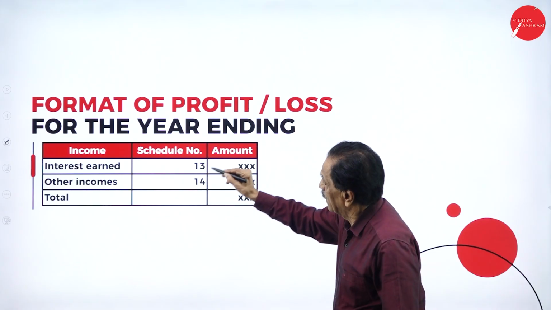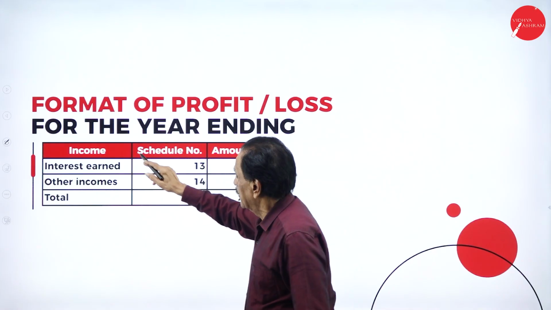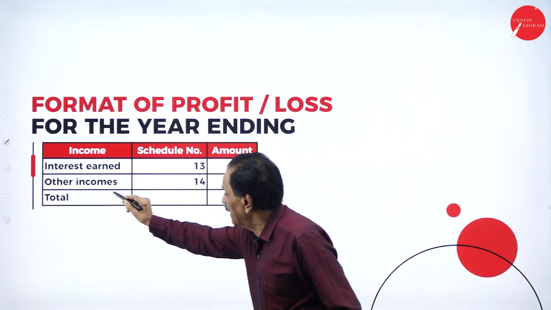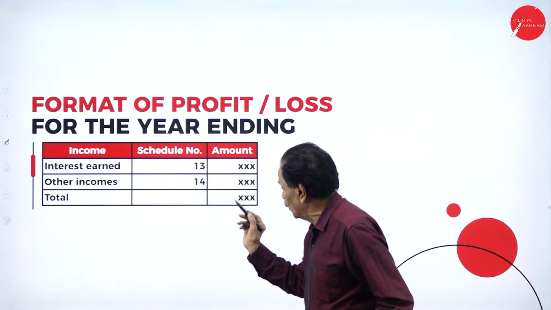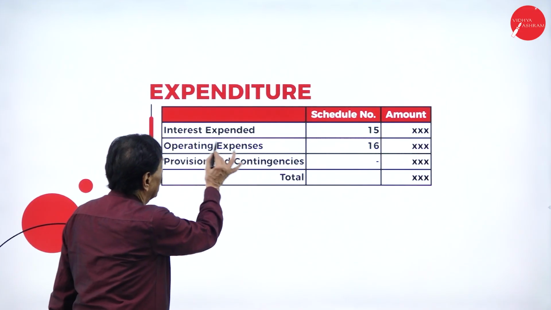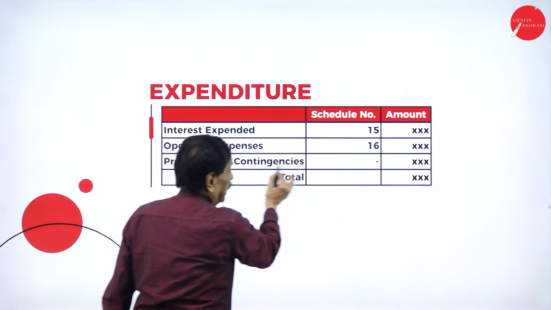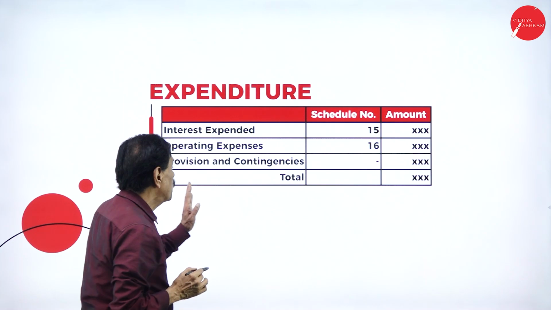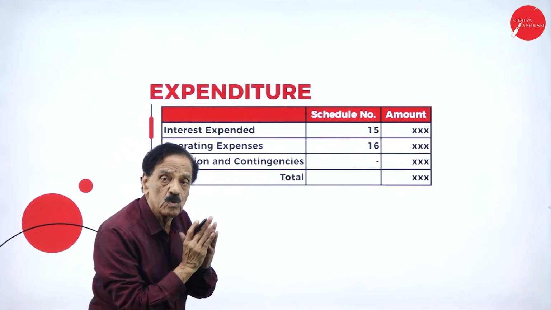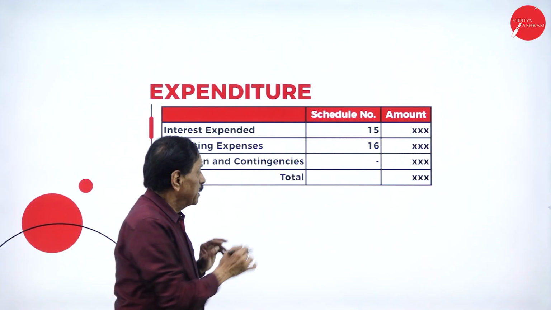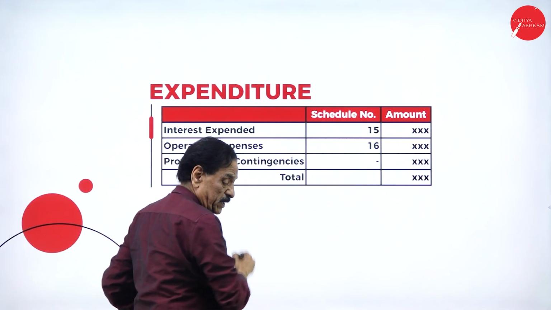Format of the profit and loss account for the year ending. Income: interest earned, schedule number 13; other income, schedule number 14; total. Expenditure: interest expended, schedule number 15; operating expenses, schedule number 16; provision and contingency, for which there is no schedule. This is the total of the expenditure side.